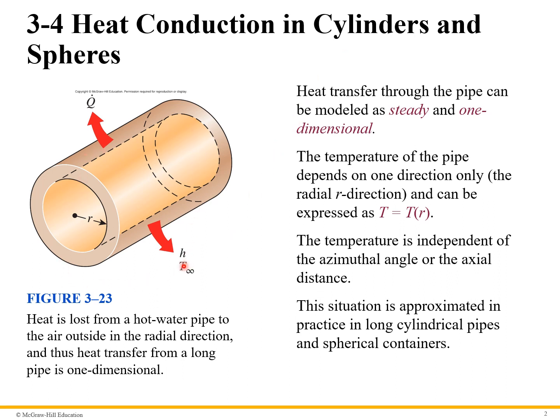Here we have a cylinder that's at a certain temperature and it's radiating heat through conduction from the inside to the outside, and it occurs in the radial direction. So it's not in the azimuthal or axial directions. In other words, it's only a function of r. It's not a function of theta and phi. So this is an approximation, but it's a rather good approximation, especially for long cylindrical pipes.